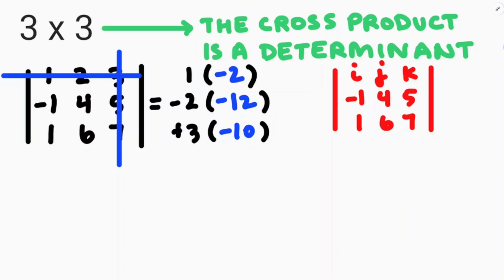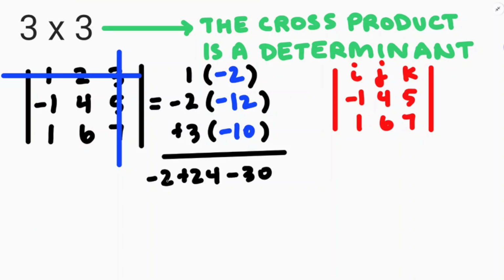Now I'm going to add those all together. What's that going to be? Ooh, probably should have thought of that ahead of time. Negative 2 plus 24 minus 30. So negative 32 plus 24, that would be negative 8.